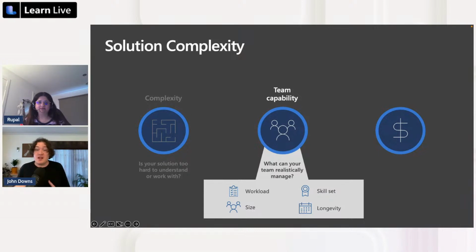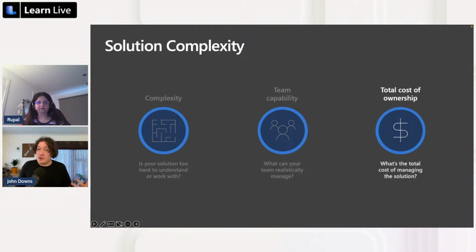And an underappreciated concern as well, especially in larger organizations, is the longevity of your team. So if you tend to disband teams frequently, for example after delivering a project, then you need to make sure that your solution is understandable to whoever's going to pick it up next, whether that's another team or an operations team and so forth.